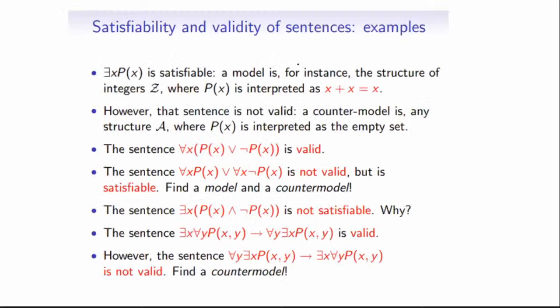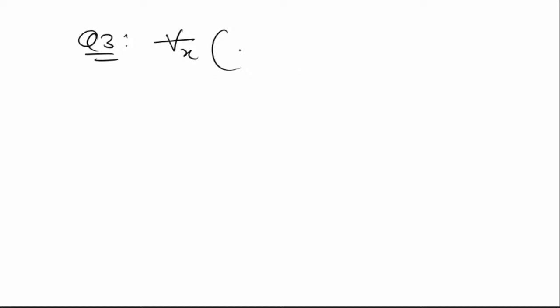So consider this formula: for all x, P(x) or not P(x). Can anyone tell me, is it valid? Is it valid? This is my question.